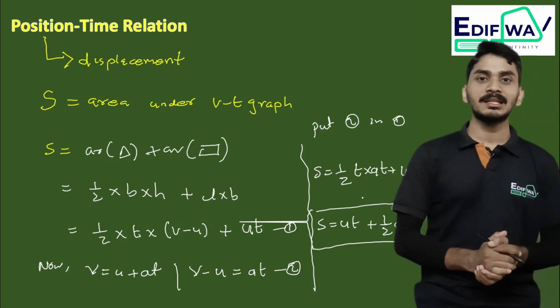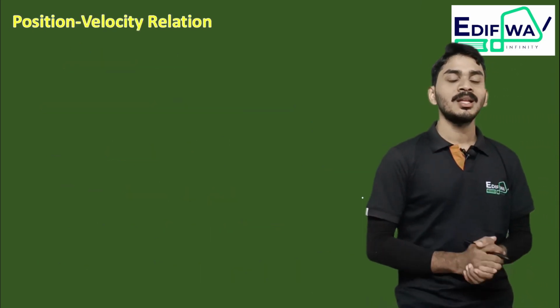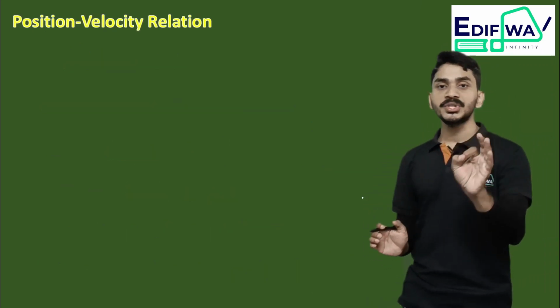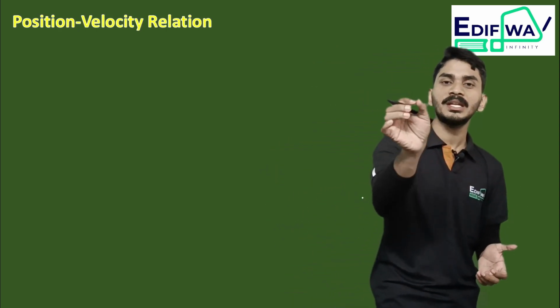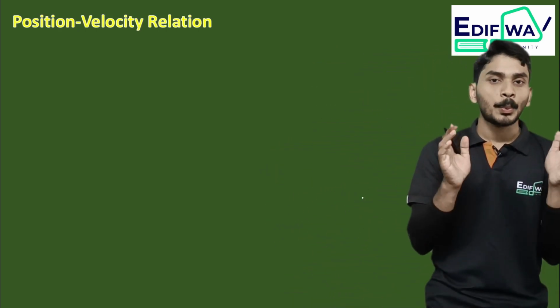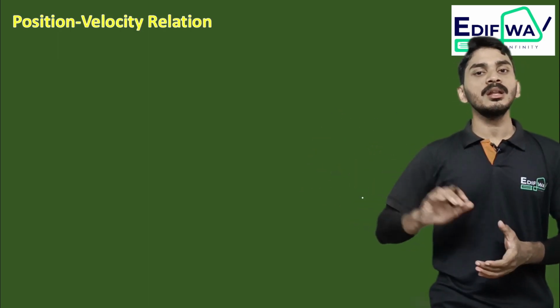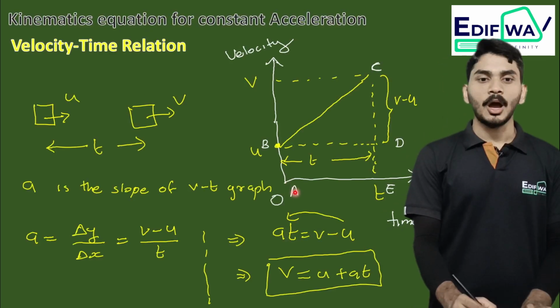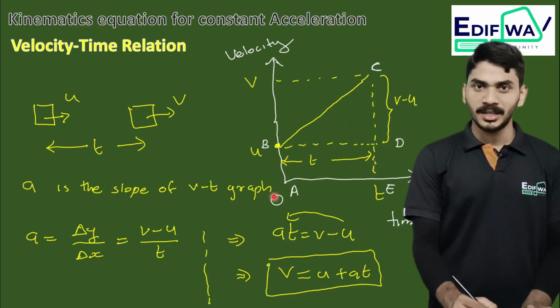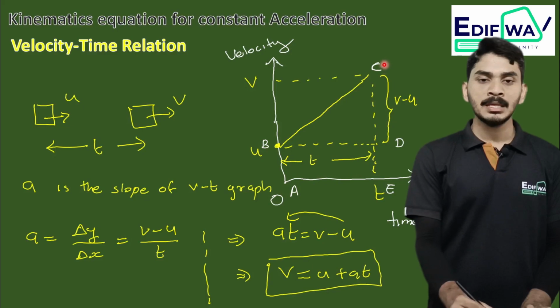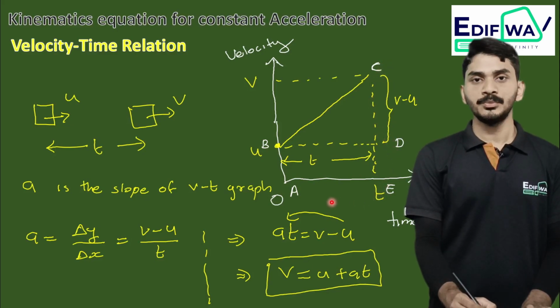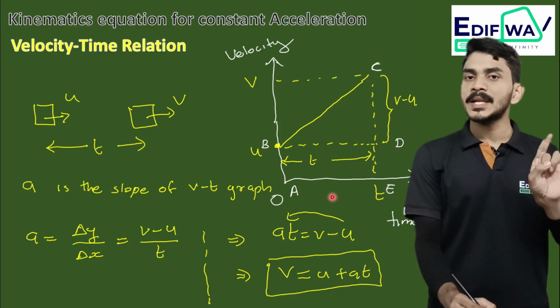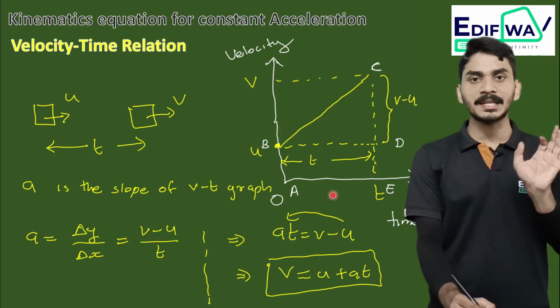Now let's learn what is the third relation. That relation is called position velocity relation. Now in position velocity relation also you are basically finding the position. So position is the area under the velocity time graph. You remember that point, right? Now looking at this geometrical figure, there is A, B, C, D, E. Do you think it is a trapezium? Yes, it is a trapezium, right?